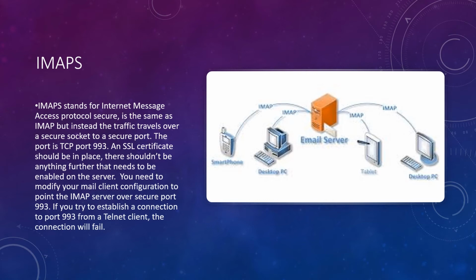IMAPS, with the secure at the back, stands for Internet Message Access Protocol Secure. It is the same as IMAP, but instead the traffic travels over a secure socket to a secure port. The port is TCP port 993, and you should automatically set up an SSL certificate. It should be in place. There shouldn't be anything further that needs to be done and enabled on the server.